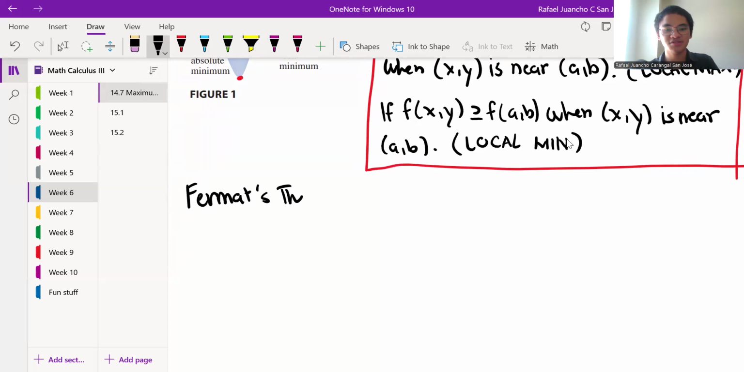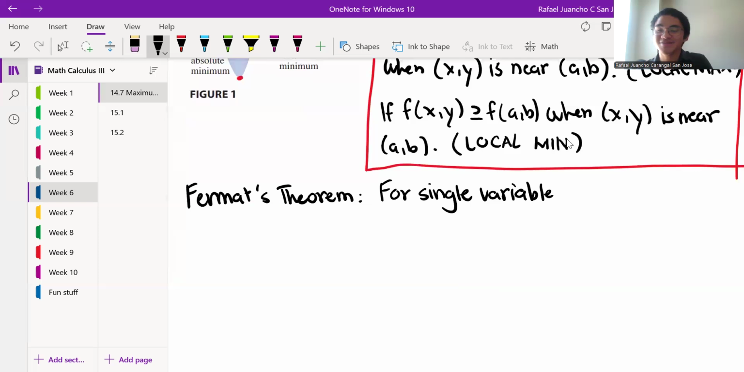You might have probably heard of this at some point, but if not, then I'm just going to say it anyways. So what does Fermat's theorem say? For single variable functions, so f of x is one of them, because you only have a single variable in the function. I like how they make it sound kind of obvious. So if you read math, it's kind of obvious what it is.